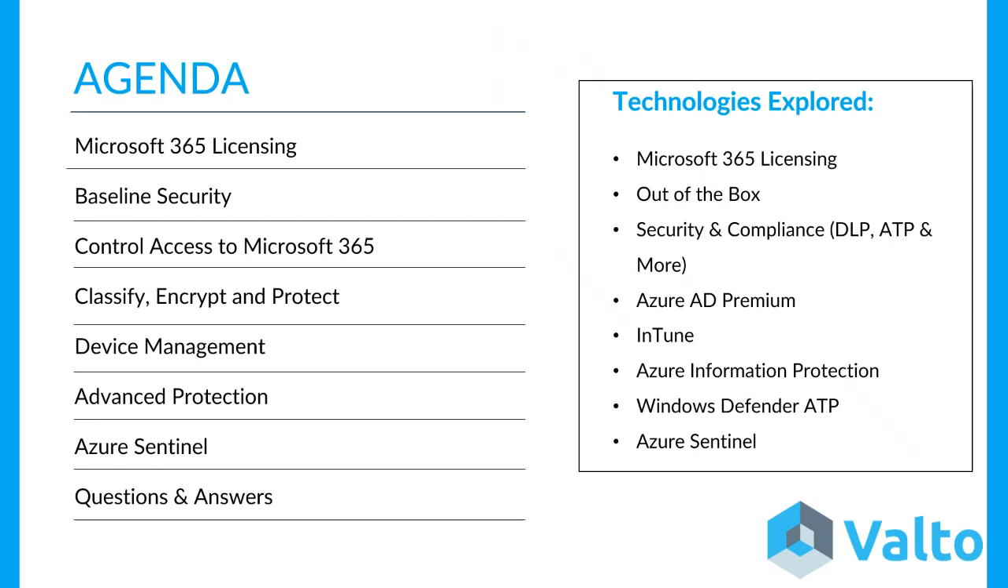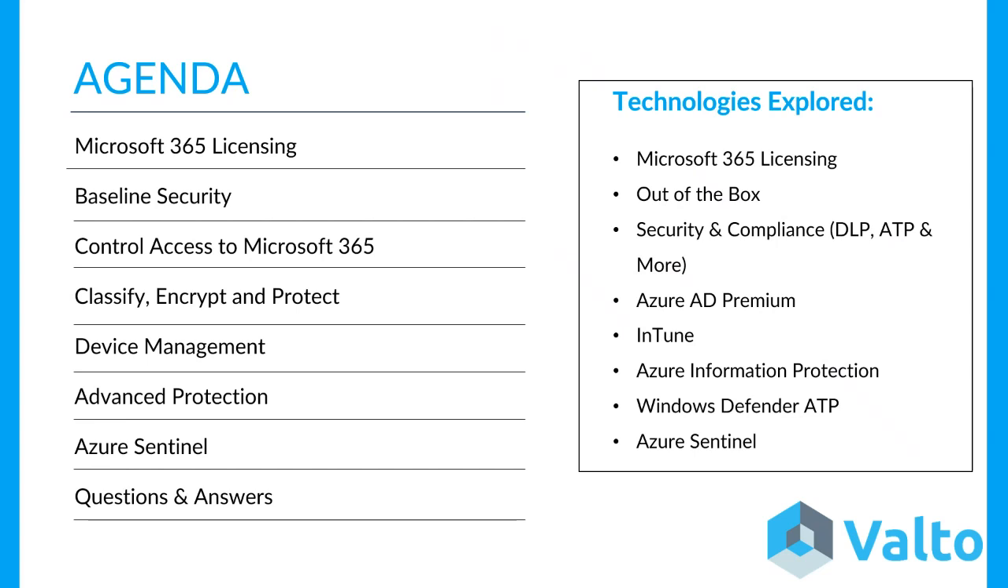So the first thing we're going to cover is around the Microsoft 365 licensing. There's been a few changes to this recently, and we're just going to cover off how those changes work and what that means for the security aspects. We're then going to jump into a section around baseline security. So the baseline security is what we're able to do with Office 365 without any additional security add-ons.